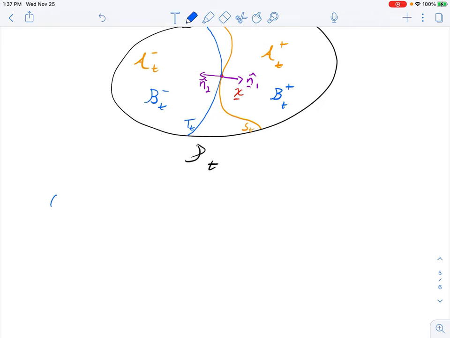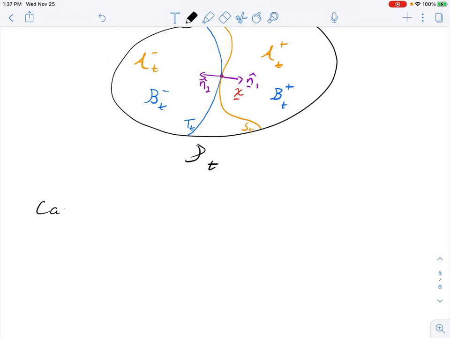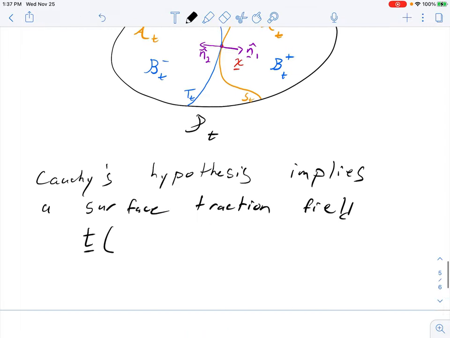All right, so Cauchy's hot. Let's make it. Oopsies.